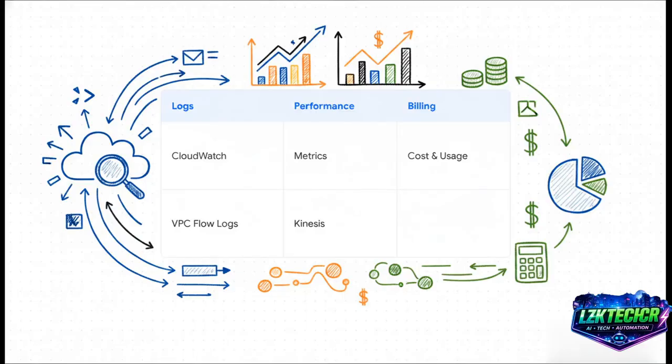Now, what's really interesting about this setup is the sheer, massive variety of data streams this single tool can ingest. Take logs, for example. You get granular visibility into network traffic and system events with CloudWatch and VPC flow logs. For performance, you can pull in critical metrics and Kinesis data streams to monitor exactly how your apps are holding up under pressure. And financially, it grabs your cost and usage reports. So we aren't just talking about basic IT logs here. We are talking about a complete 360-degree ingestion of your cloud's operational, performance, and financial data.